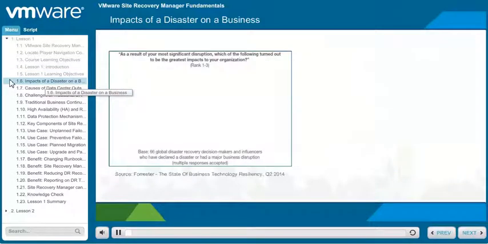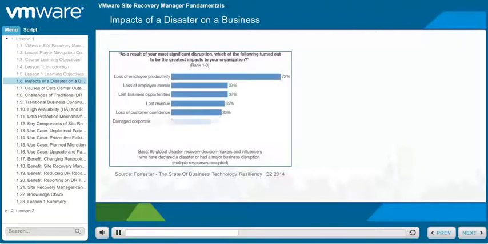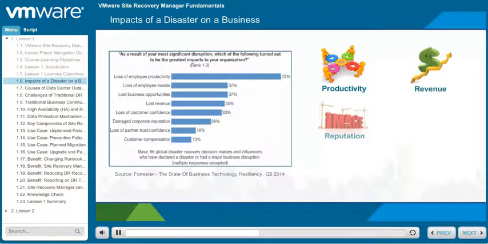A leading market research company, Forrester Research, completed a study in the second quarter of 2014, asking the following question, among others. As a result of your most significant disruption, which of the following turned out to be the greatest impacts to your organization? The number 1 reason by far was loss of employee productivity, double that of lost business opportunities or lost revenue. As bad as that is, however, it pales in comparison to this statistic from the National Archives and Records Administration.